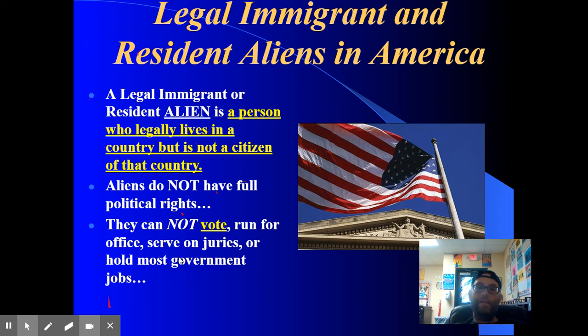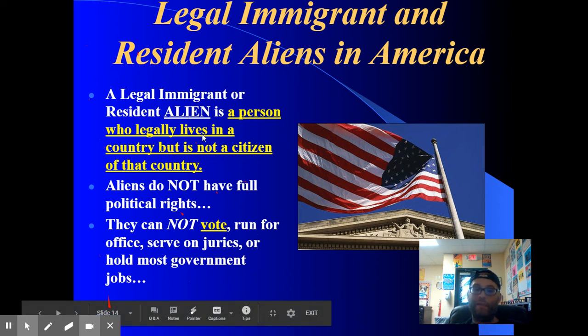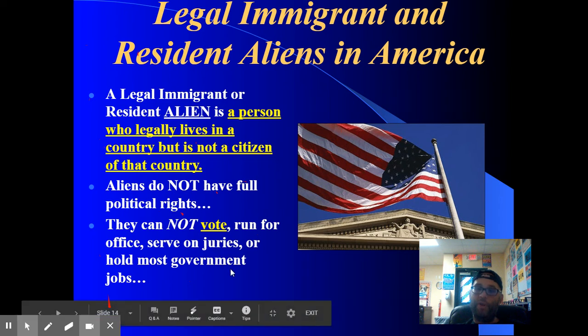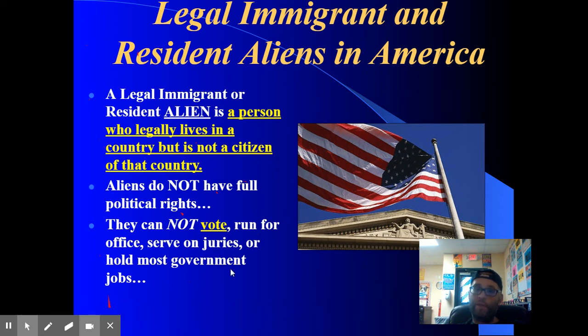So a legal immigrant is someone who legally lives in the country but is not a citizen. An alien is a person who lives in a country, not a citizen, but they're a legal alien. They're a legal immigrant. They're allowed to be here. They don't have all the same rights as a citizen, though. So when Mrs. Parsons was living here, she couldn't vote until she became a citizen. She had to pay taxes and follow our laws, but she couldn't vote. She didn't have all the same rights as a citizen. That's why people want to earn their citizenship.